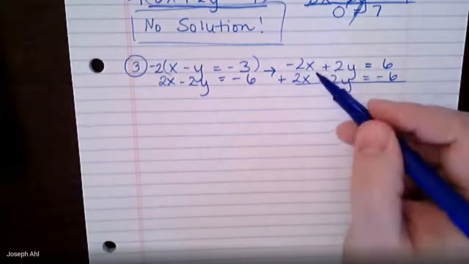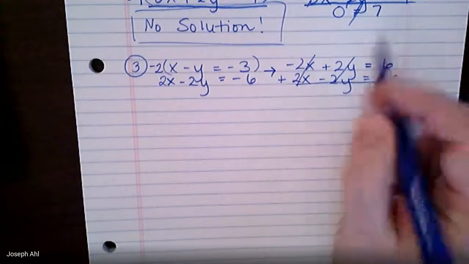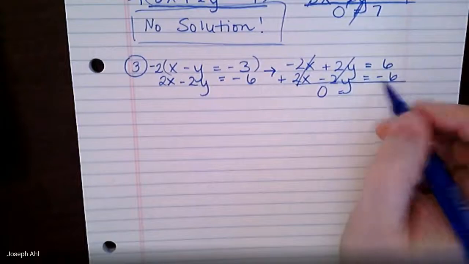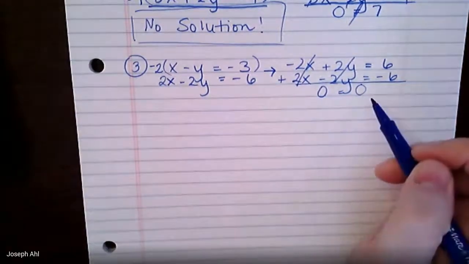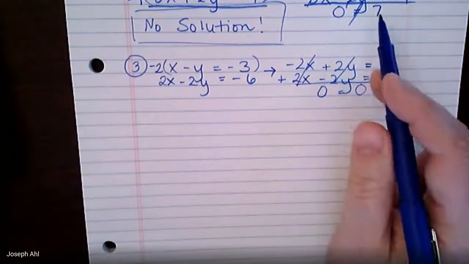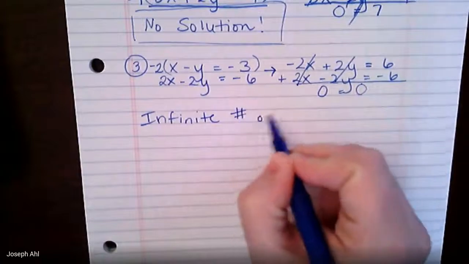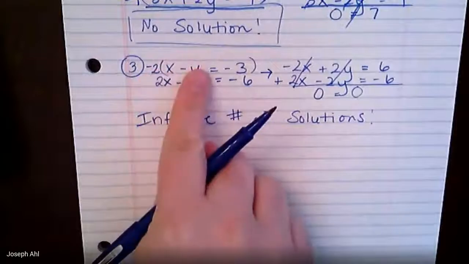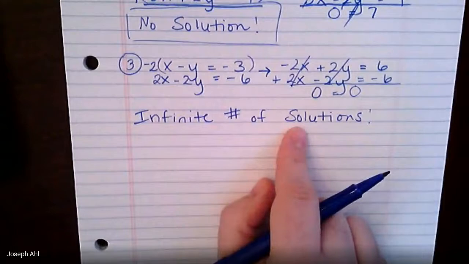Add them up. I was trying to eliminate the x's, and oh no, not again. We've got 0 on this side. But what's different about this compared to the last one is, well, 6 plus -6 is also 0. Okay, so that's kind of interesting. So when we get 0 equals 0, it's not that there's no solution. It's actually, in this case, that there are an infinite number of solutions. Basically, any values of x and y that satisfy these equations, there's an infinite number of them that would work.